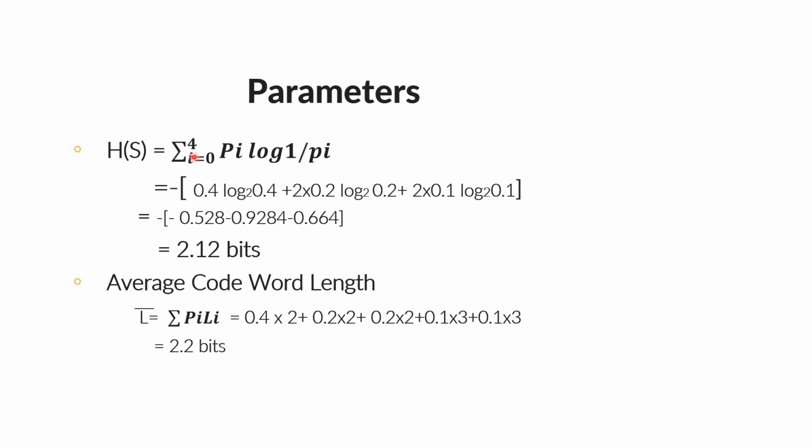Now, H(S), based on the probabilities, we are calculating pi log of 1 by pi. You just apply the values which are already given. Probability is given, so you can just apply and get 2.12. And average code word length is the sum of pi li. For some codes the length is 2 bits, and for some it is 3. So we are substituting the values in L bar, and we are getting the average length as 2.2.